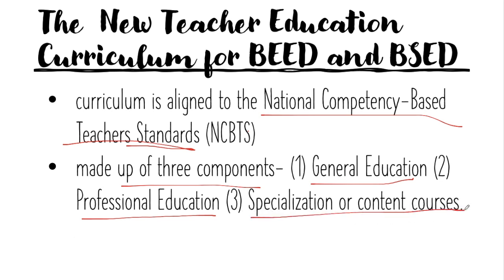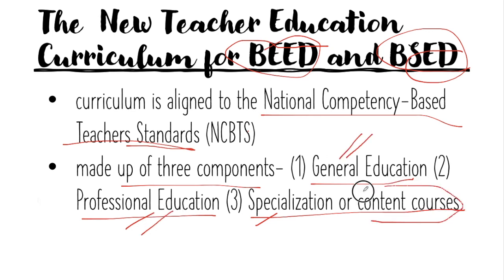Okay? So now, if you are going to take your LET, if you're a BSED graduate, then you'll have 3 parts for your LET: General Education, then you'll have Professional Education, and of course, you'll have your Specialization or your major. Now, before, if you are a BEED graduate, you'll still have 3 parts. So you'll also have general education, professional education, and content courses.